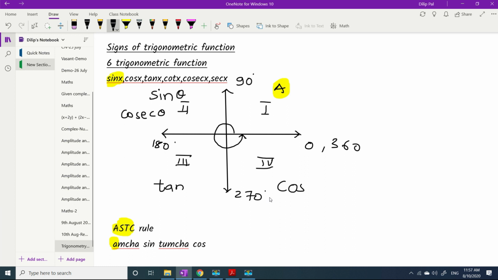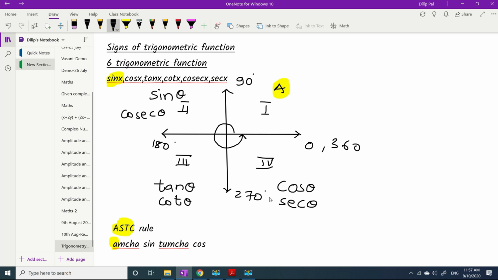Then in the third quadrant, as per your Marathi sentence, I have written tan, so tan theta is positive in the third quadrant. If tan theta is positive, then obviously cot theta is also going to be positive. Now in the fourth quadrant, cos theta is positive, so obviously sec theta is going to be positive because they are reciprocals of each other.